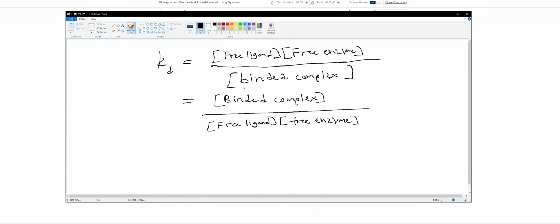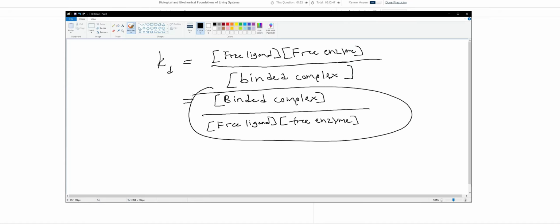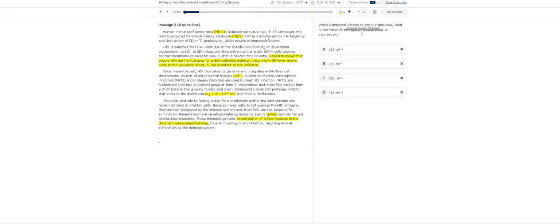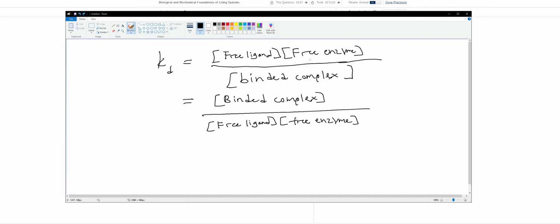Now they're flipped, and if you focus on this equation, notice that it's very similar to what we just saw in the question set. They said the binding complex over the free compound, and then over the unbound protease. So this is very familiar, since we just took the reciprocal. This equation has a name: it's called the constant of association. It's the opposite of dissociation, in which this enzyme and ligand bind together to create the binding complex.